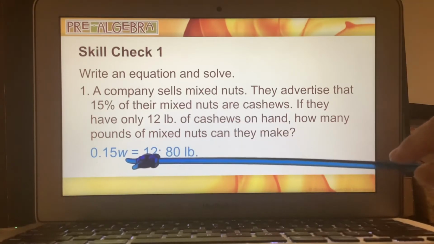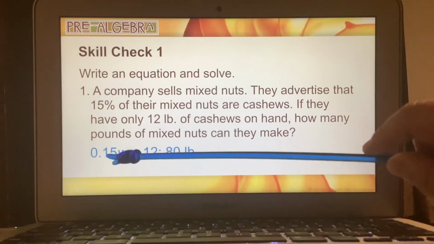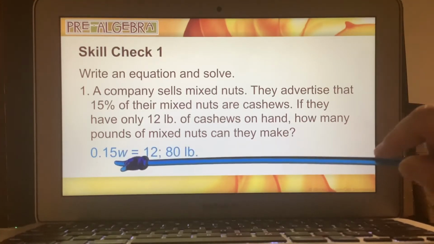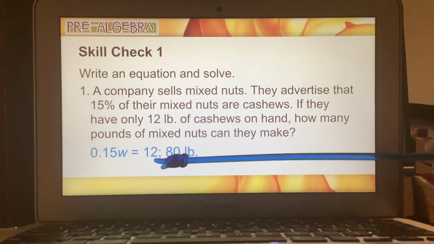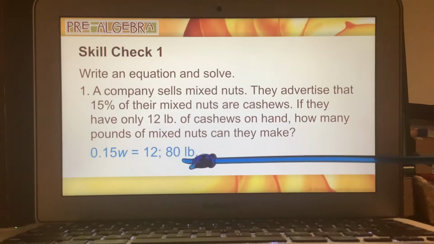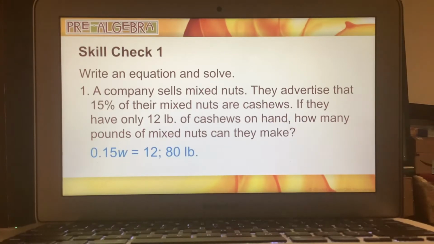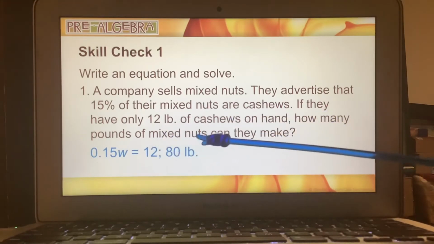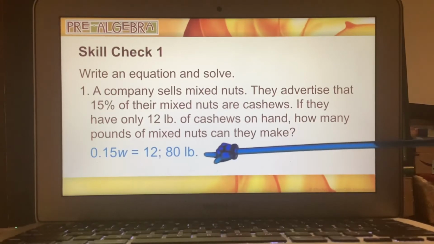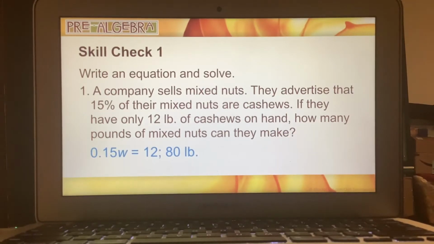So when you solve for W, we're going to move the 0.15 over to the other side by dividing. So 12 divided by 0.15 gives us 80 pounds. Because they're asking how many pounds of mixed nuts they can make, we have to label our answer in pounds. Your final answer is 80 pounds of mixed nuts.